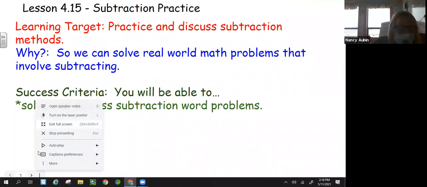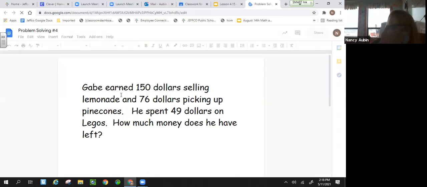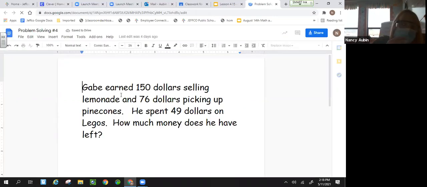So the first thing I want to do is go over Monday's problem from yesterday. I graded those. And my remote students, I really need you to do these because I noticed that some of you are not doing these, and it's important that you do because this is where I get your grades from. So make sure you're doing them.